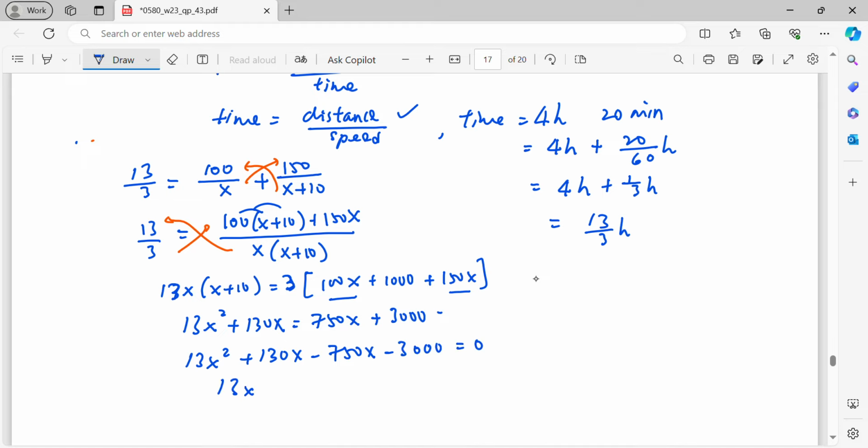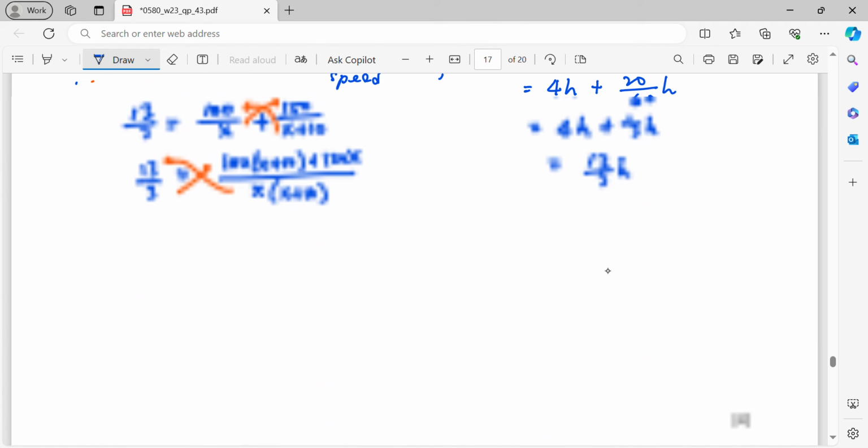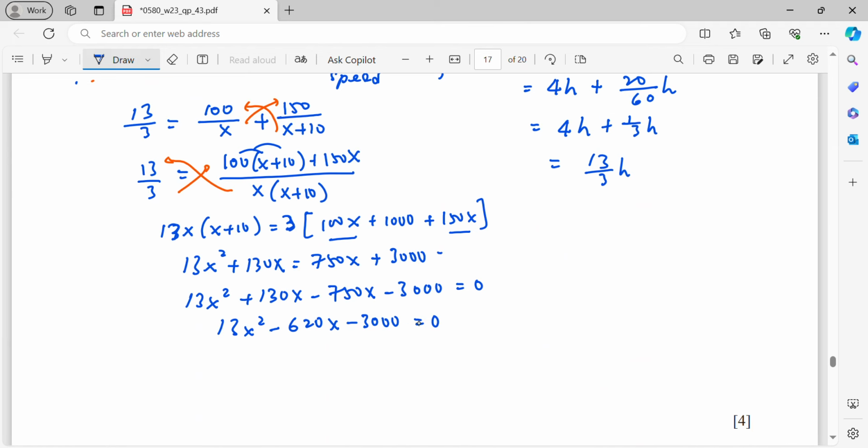Then you will be getting 130 minus 750, it will be negative 620x. Then minus 3000 equals 0. And this is the given quadratic equation. So we have shown the quadratic equation.